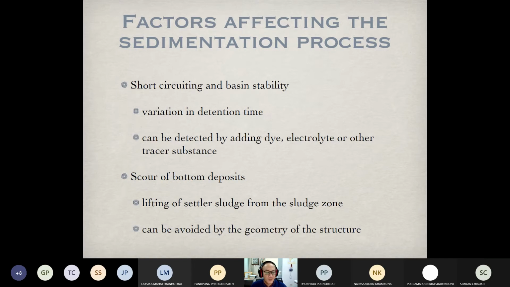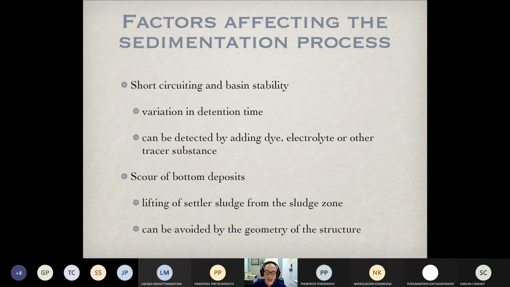Another problem with the sedimentation tanks is the scald of the bottom deposits, especially in the case of wastewater. In wastewater, the sludge is mainly organic-based sludge. So if we keep the organic substance for a longer time, there will be some degradation. If the degradation occurs in this sedimentation tank, it may generate some smell, or it may create some bubbles.